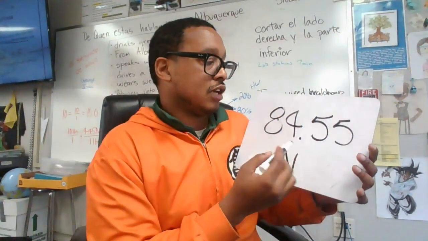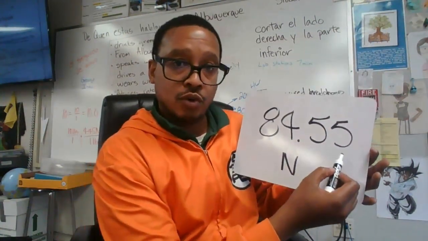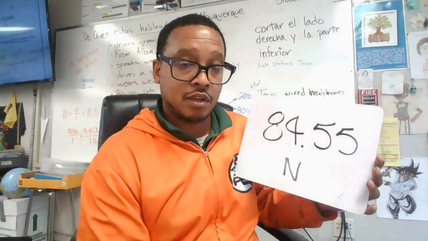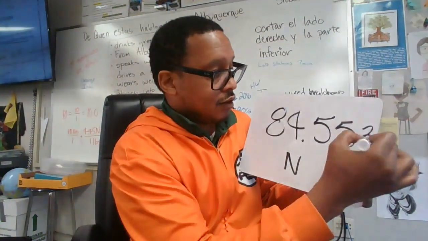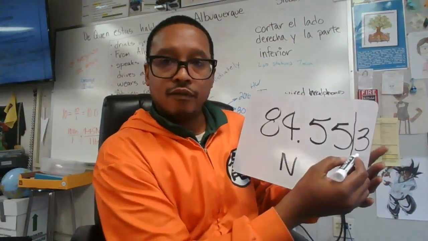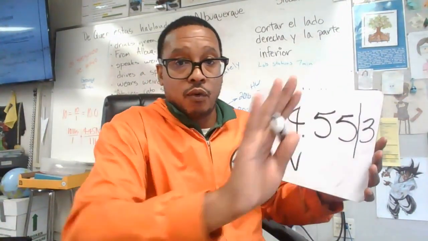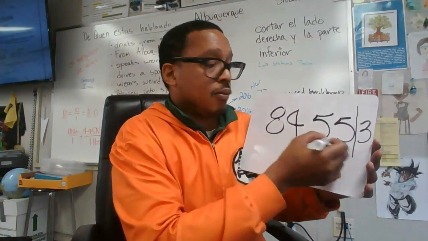I said round to 2 decimal places. How many decimal places do we have here? We have 1, we have 2. Do we actually need to do any rounding? The answer is no. So if there was another number here, like let's just say it was 3, then we could round. And 5 or more, up the score. 4 or less, let it rest. So this would still round to the 84.55.